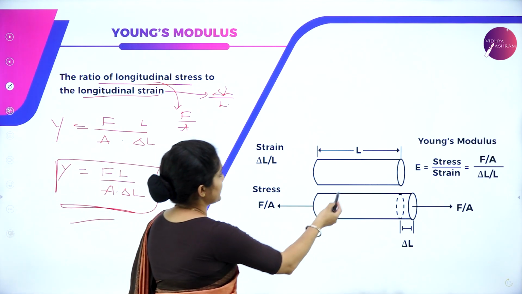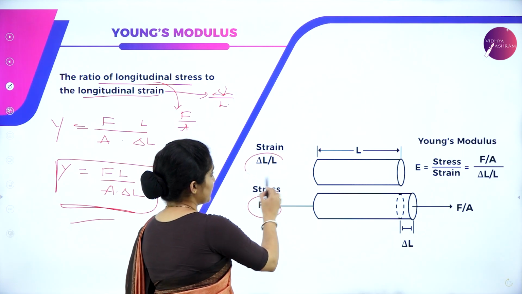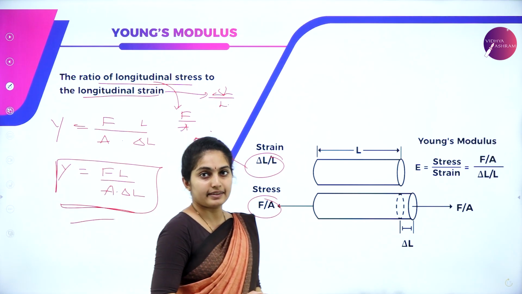You can just see how exactly it is. Whenever a stress of this value is produced, strain is observed. That is the same thing I have written over here. So you can see here.